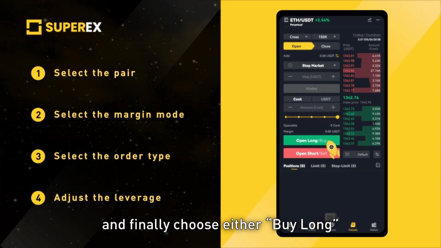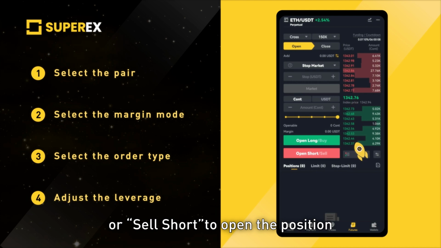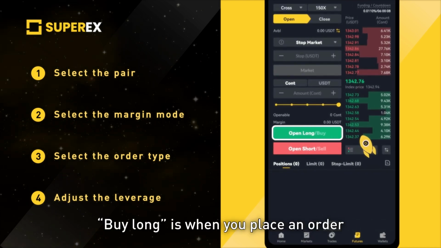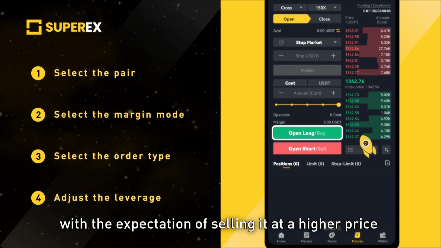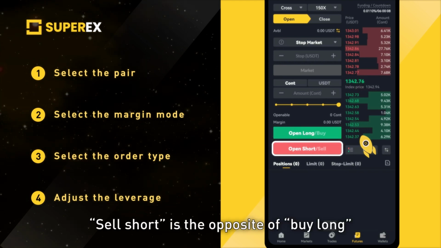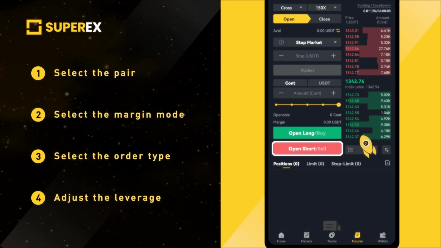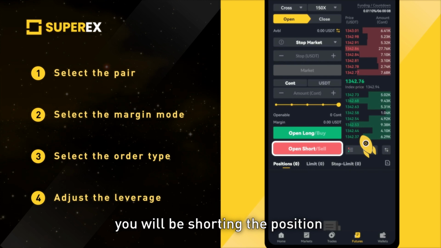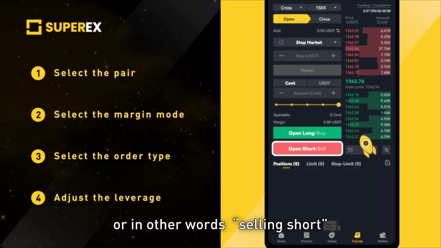And finally choose either buy long or sell short to open the position. Buy long is when you place an order with the expectation of selling it at a higher price. Sell short is the opposite of buy long. If you open a position with the expectation of the price falling, you will be shorting the position. Or in other words, selling short.